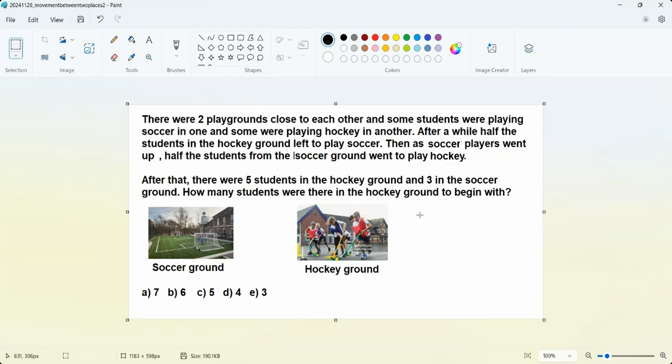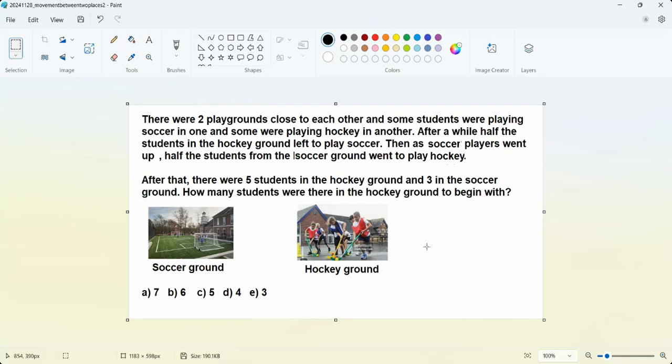So there are two playgrounds close to each other, and some students were playing soccer in one, and some were playing hockey in another. After a while, half of the students in the hockey ground left to play soccer. Then, half the students from the soccer ground went to play hockey. After that, there were five students in the hockey ground and three in the soccer ground. How many students were there in the hockey ground to begin with?